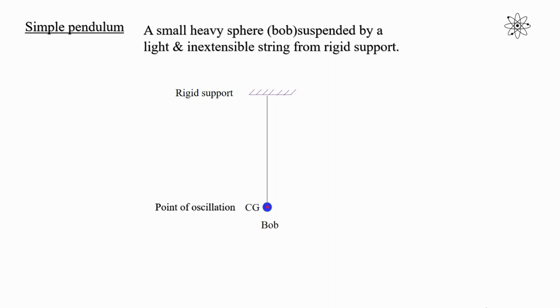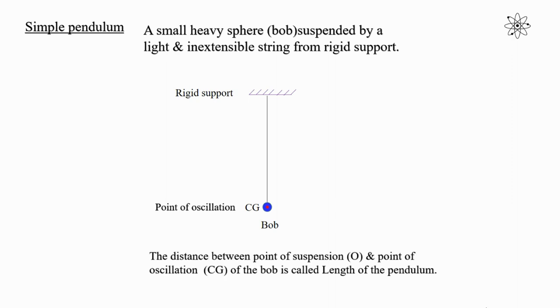Now, let's understand how we can measure the length of a pendulum. The distance between the point of suspension O and the point of oscillation, that is the center of gravity of the bob, is called the length of the pendulum. We can't directly measure the length of the pendulum. Initially we need to measure the length between the point of suspension and the point where the string is attached to the bob. Let this length be l. Next we need to find the radius of the bob, r, and l plus r gives you the total or actual length of the simple pendulum.